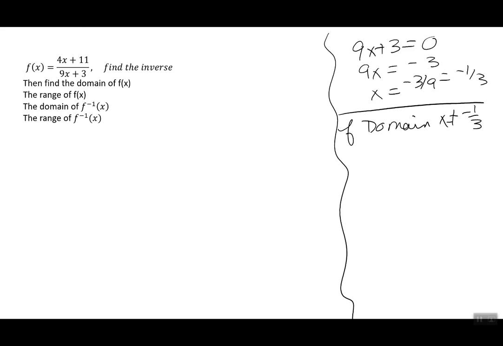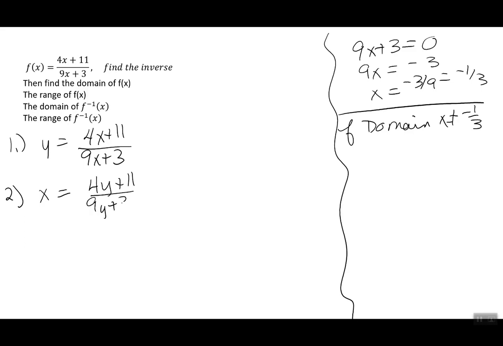Now let's work on getting the f inverse. Step number one, y equals 4x plus 11 over 9x plus 3. Step two, x equals 4y plus 11 over 9y plus 3. What's interesting about this one is y is here twice, so it's really important that we pay attention to that when we go to solve.